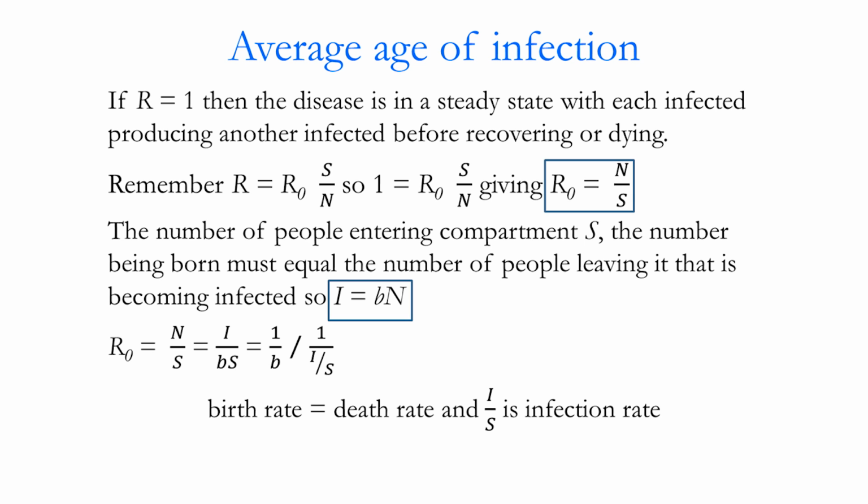Whereas I over S, that's the number susceptible divided into the number becoming infected, and that's the infection rate. And this is 1 over I times S, that's 1 over the infection rate, and that's therefore going to be the average age at which you get infection. So putting those terms in, what we get is that the basic reproductive rate is going to be the average lifetime in the population divided by the average age at which infection is acquired.